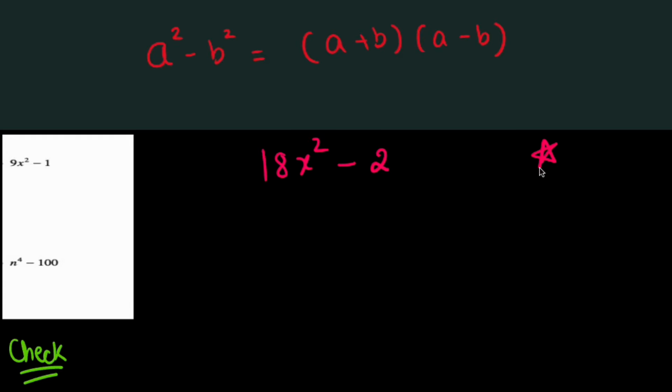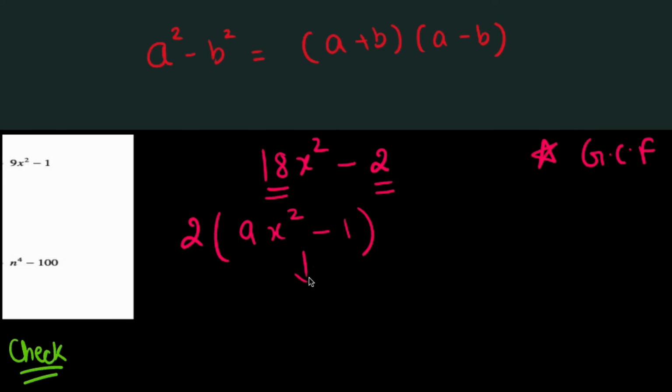So remember, the first rule is to always check for the greatest common factor. Look at your numbers, 18 and 2. Is there a common factor? We have 2 as the common factor. Look at your variables now. Both the terms do not have a common variable. So 2 is our only GCF. And then if you factor it out, you get the same question back.